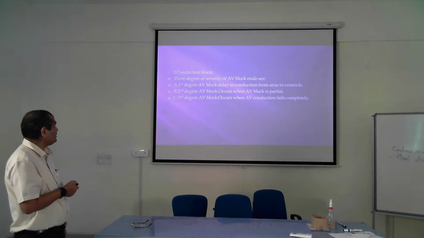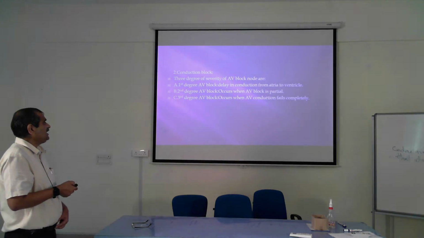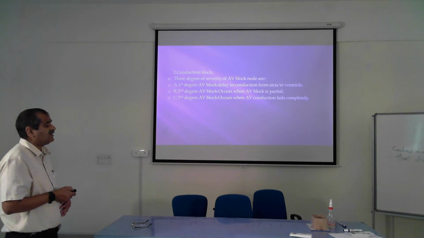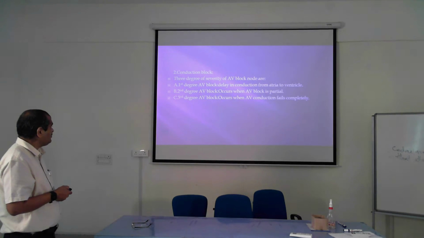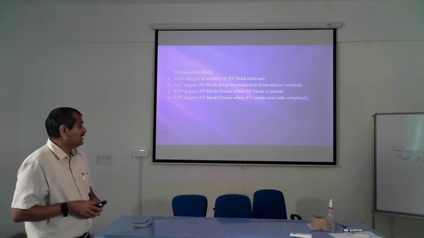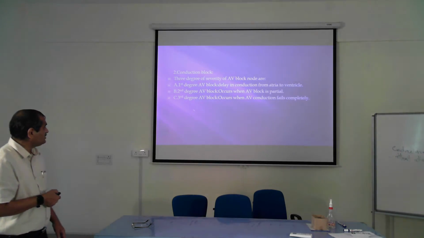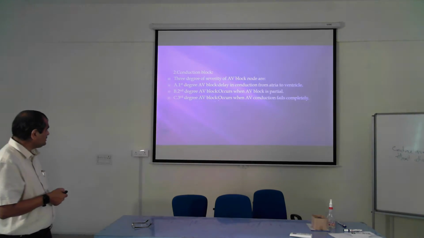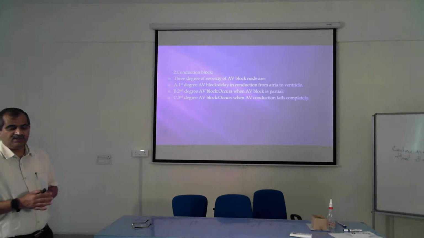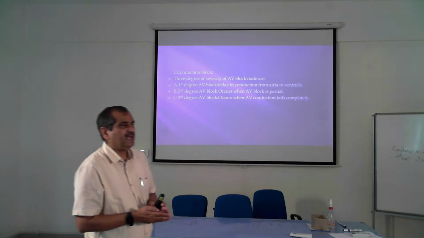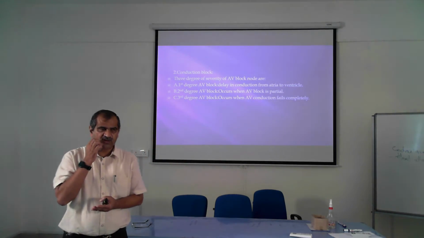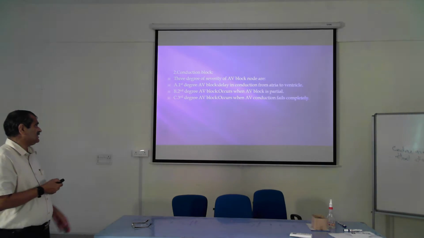Second degree block occurs when the AV block is a partial block in the atrioventricular conduction. Whereas the third degree block, many times the cardiac specialist says that you have got the third degree block. This third degree block occurs when AV conduction fails completely, meaning there is a barrier in the atrioventricular conduction, maybe due to myocardial infarction or nerve damage or many more reasons.